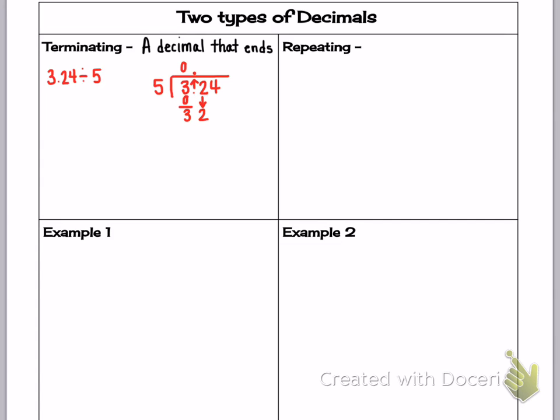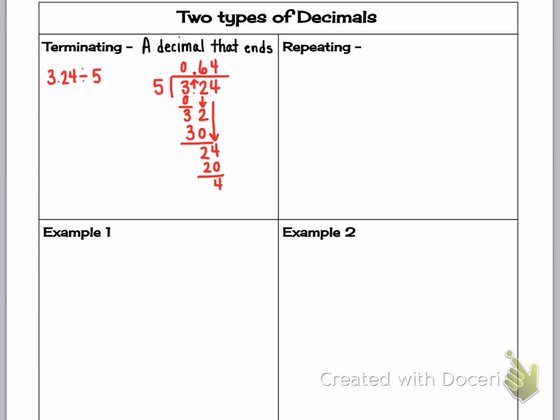5 goes into 32 6 times. 6 times 5 is 30. Subtract, you get 2. Bring down the 4. 5 goes into 24 4 times. That's 20. Subtract, you get 4.